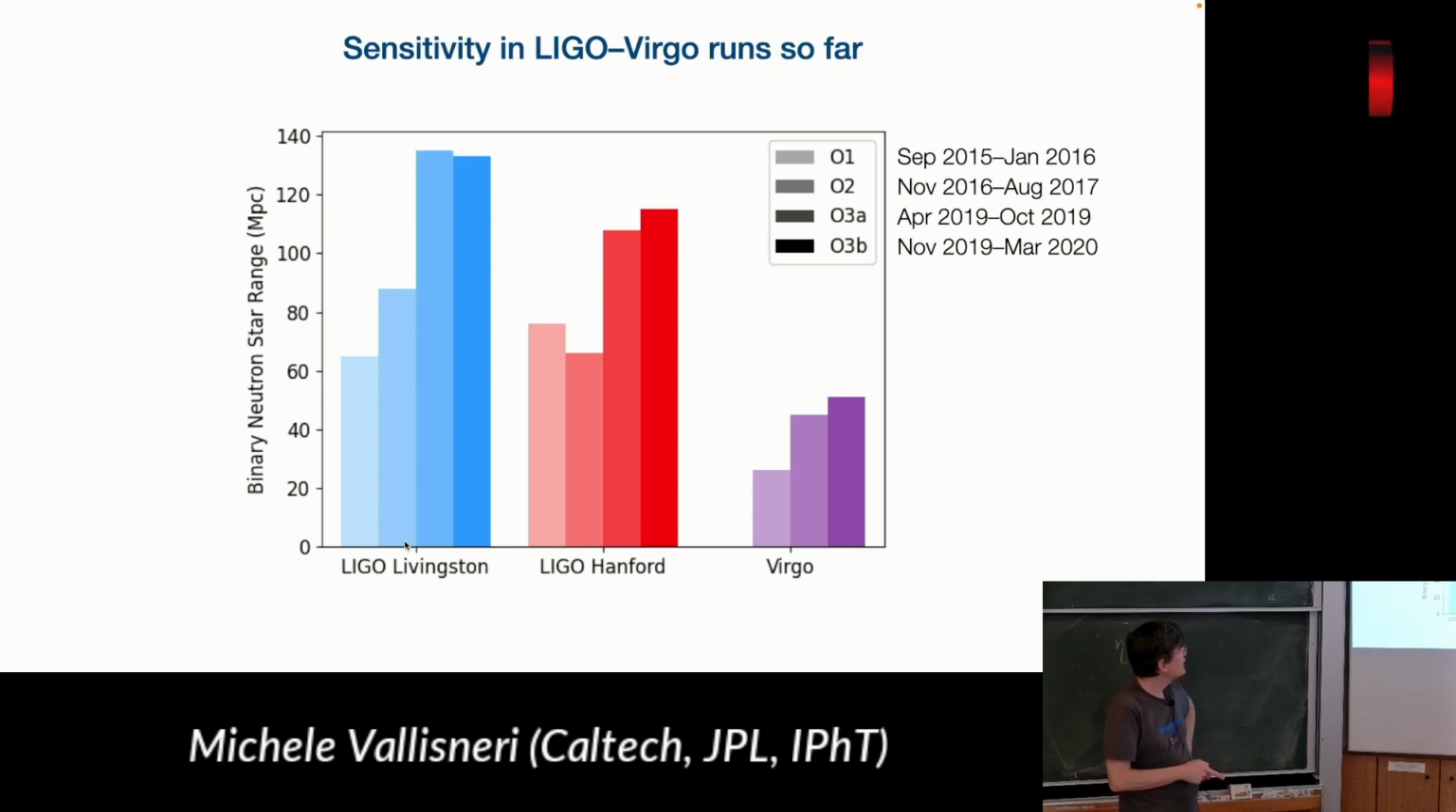Let's go to LIGO Virgo. These were the sensitivities in the four runs so far, expressed as binary neutron star range: how far you can see a binary neutron star merging with classic masses, I think 1.4 and 1.4 solar masses, optimally oriented. I think that's how it's computed. You can see almost a factor of 2 improvement in LIGO Livingston, which is the best so far. Virgo has been improving also.